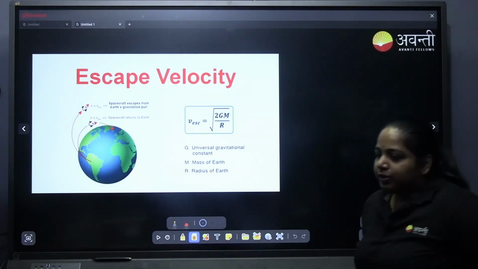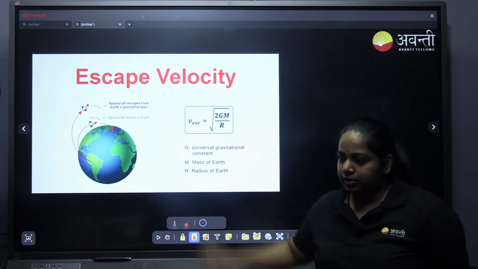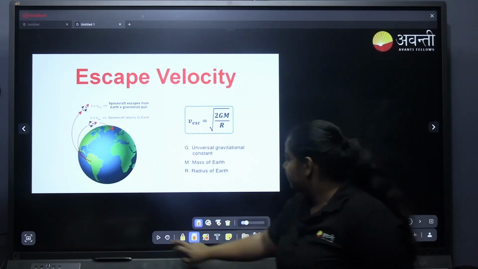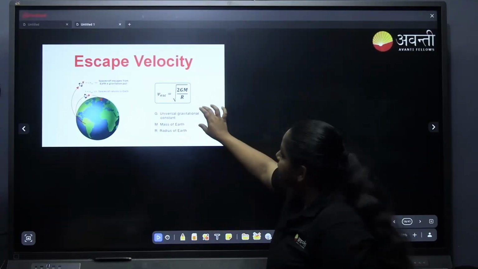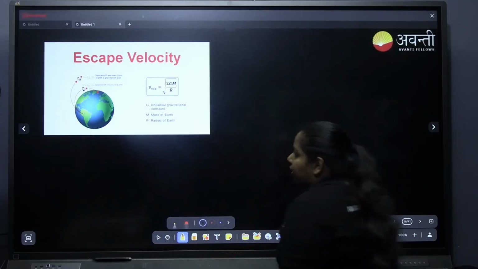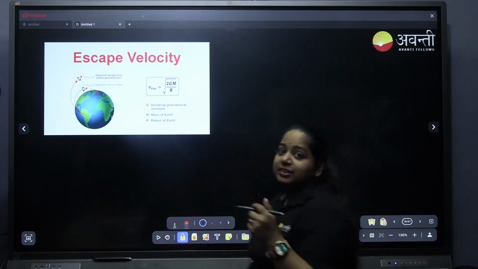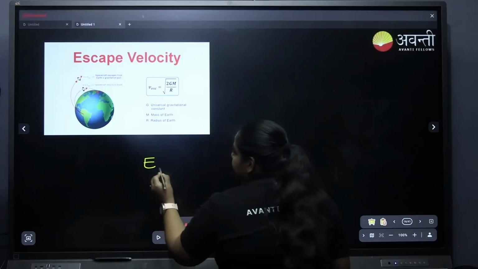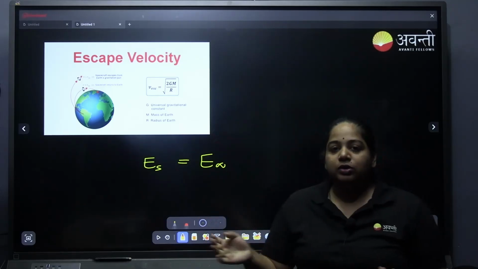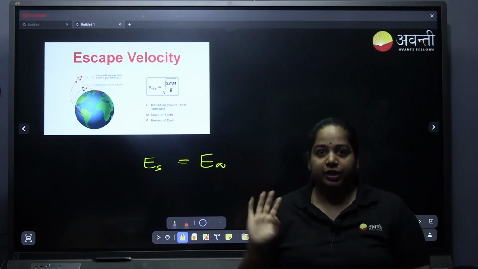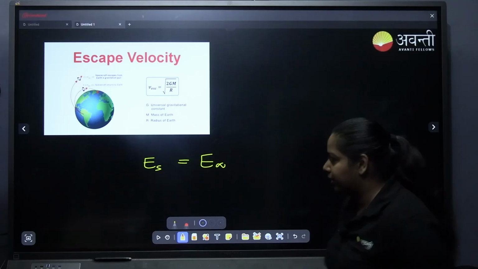Now coming to escape velocity. Is the screen a little not visible for you all? Okay, screen is not visible, no problem. I will just write the formula. Escape velocity, how we are finding it, only one method is there, that is conservation of energy. Energy at the surface should be equal to energy at infinity. Why infinity? Because the gravitational force of earth is 0 at infinity. So the energy on the surface of earth should equal the total energy at infinity.